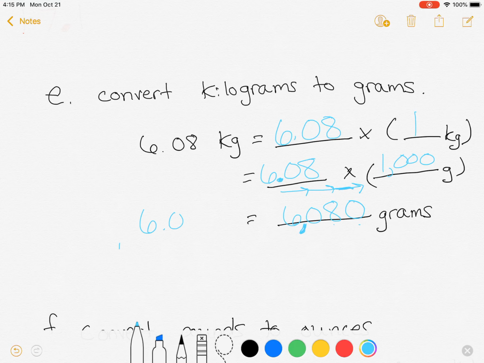1,000 grams. Okay. We don't have to say "and," we just say 6,080 grams. We save the "and" for the decimal.